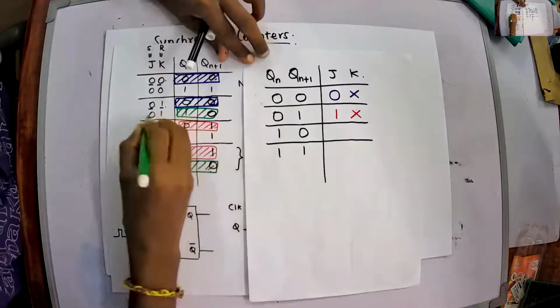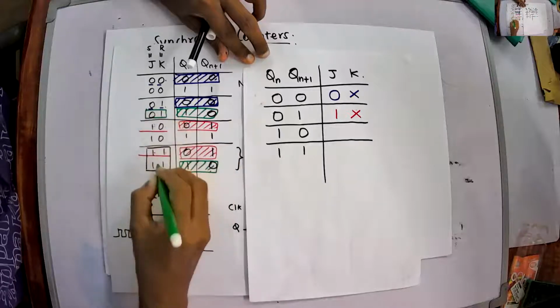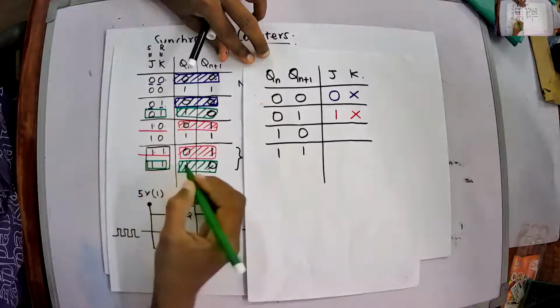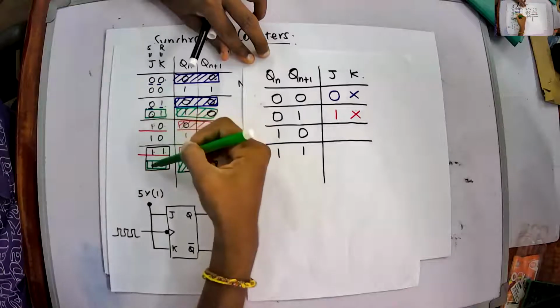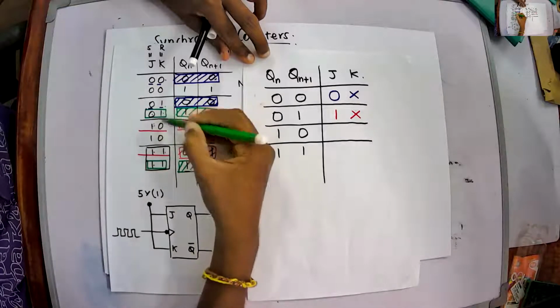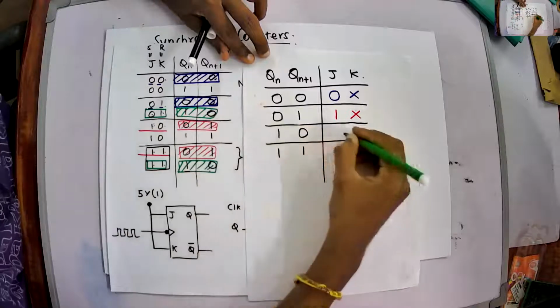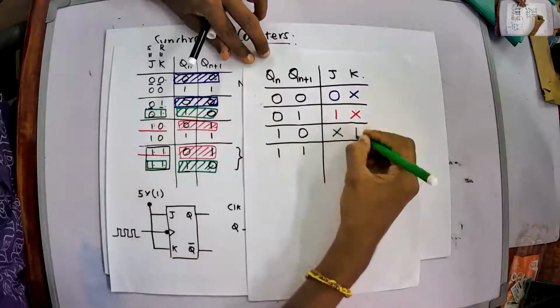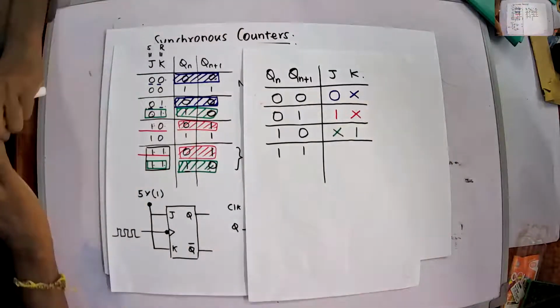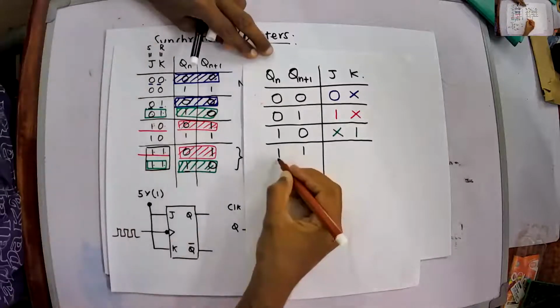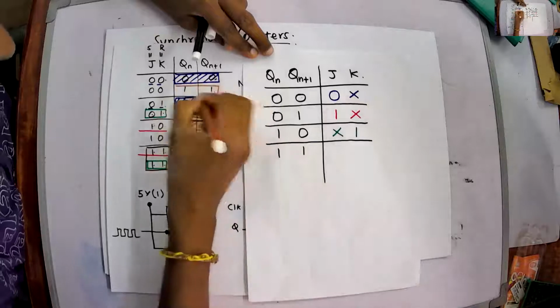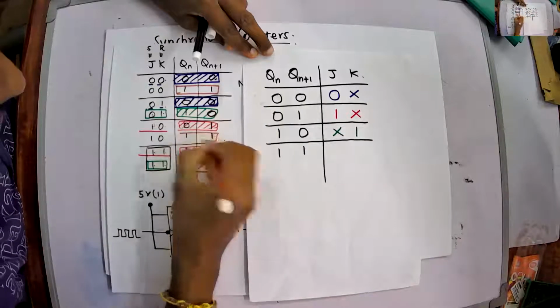So equivalent is this one and this one. See, here I have J as 0 and 1, but K as 1 and 1, which means don't care and 1. Clear? Don't care and 1. Finally, we have 1, 1. This is our 1 and this is our 1, 1.